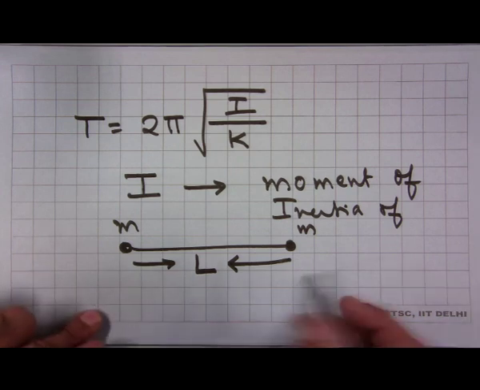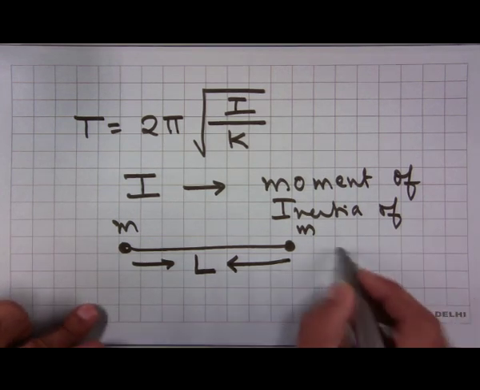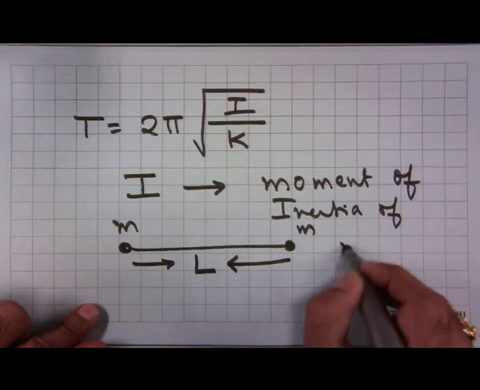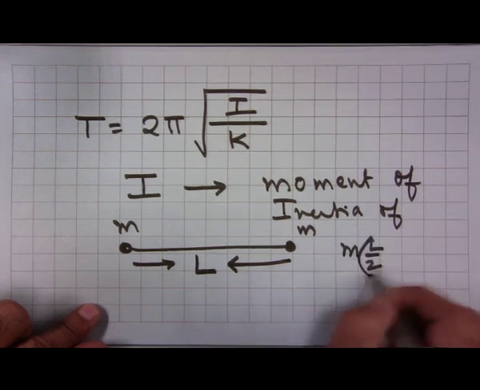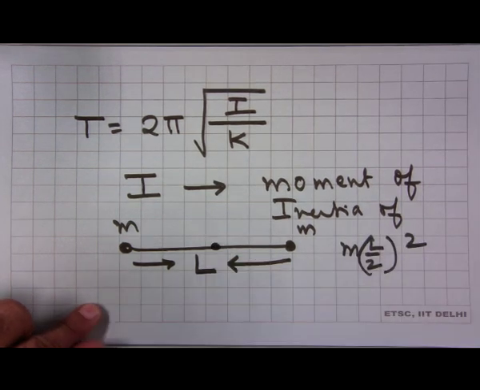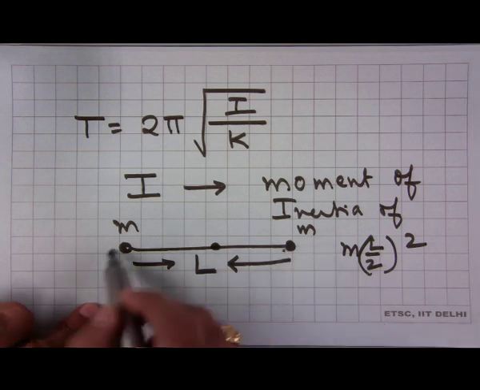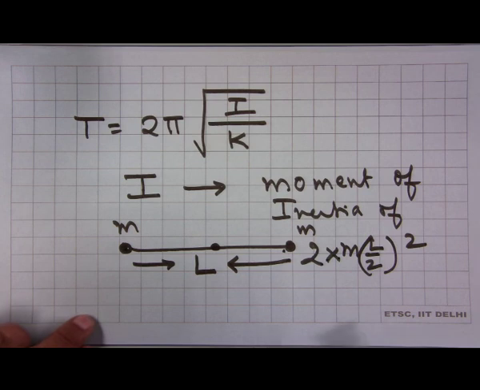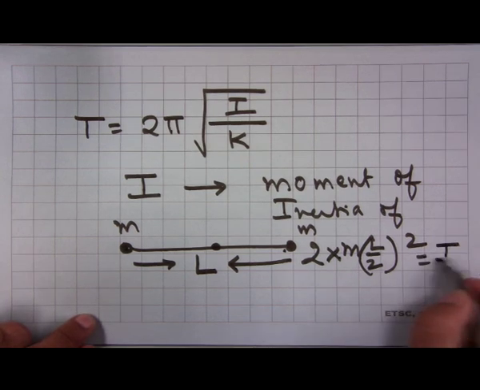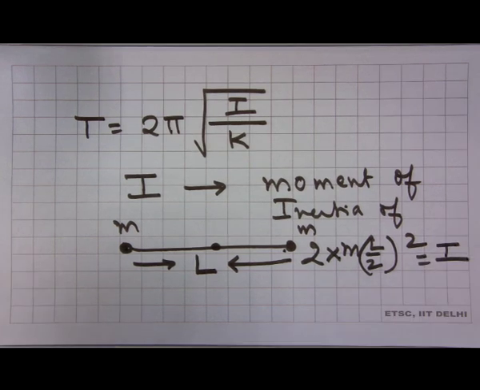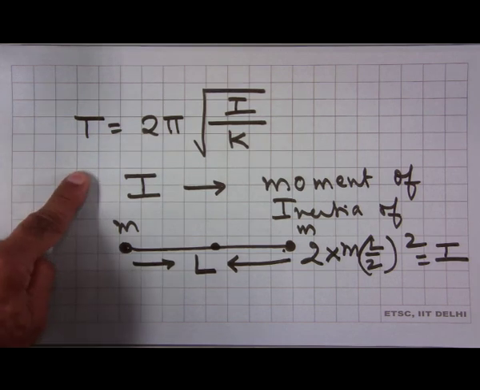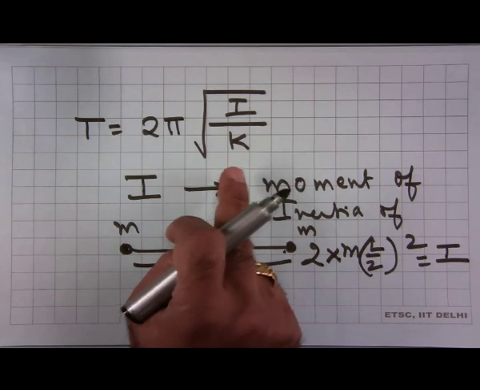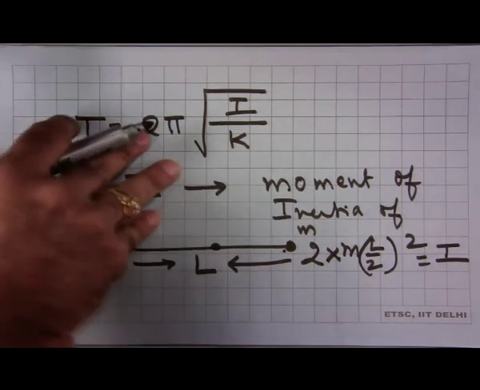So the moment of inertia can be very easily computed, and that is nothing but m into L by 2 whole squared, because it is about this particular point of this, plus m into L by 2 whole squared of this. So that makes it 2m into L by 2 whole squared. This is my moment of inertia. So what I will do is I will measure the period. I know my moment of inertia, and that immediately gives me the spring constant.